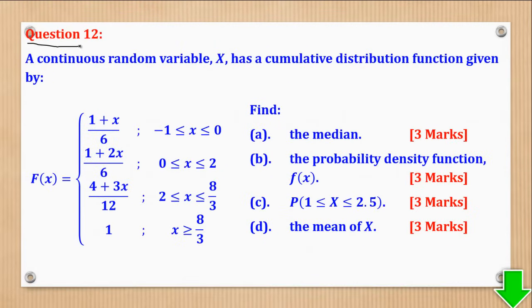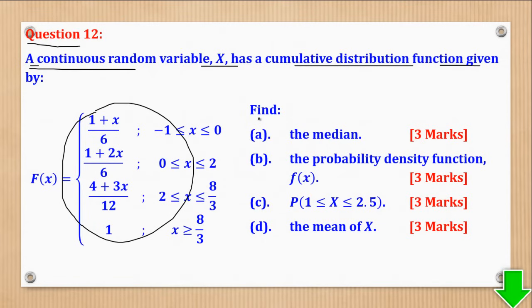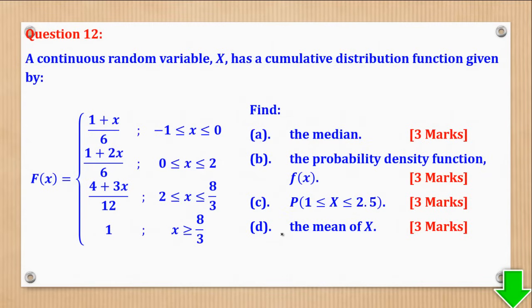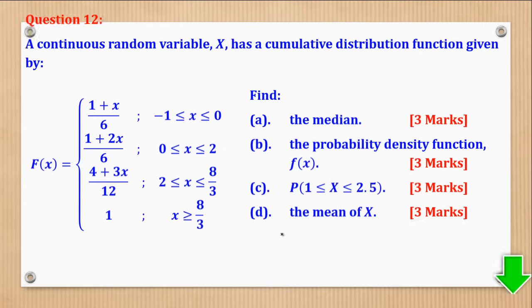That was question 11. Now question 12. Question 12 came from probability and statistics under the topic of random variables, in particular continuous random variables. It says a continuous random variable X has a cumulative distribution function given by this. Find part A, the median, part B, the probability density function, part C, the probability of X greater than or equal to 1 but less than or equal to 2.5, and part D, the mean of X. So they wanted the median.